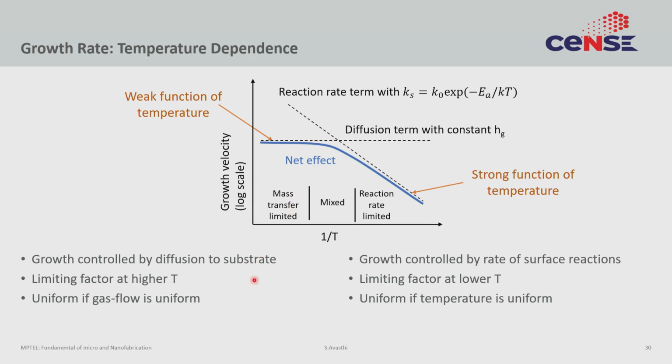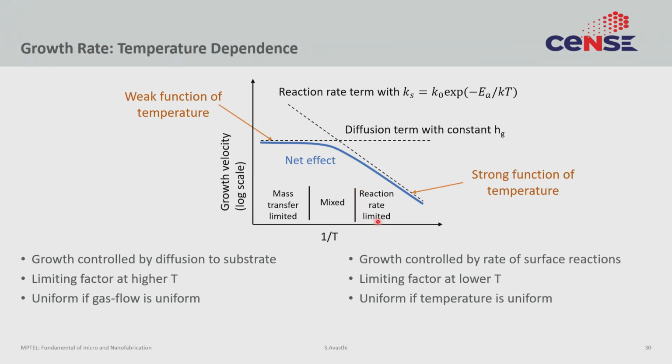In these two regimes, what are the characteristics of growth that we can expect? In the mass transport limited regime, the growth is strongly controlled by diffusion to the substrate. That is the limiting factor at high temperatures. The problem is getting the material to the substrate, and it is uniform if the gas flow is uniform. If the gas flow is uniform, the h is uniform, so the mass transport limited growth rate is uniform.